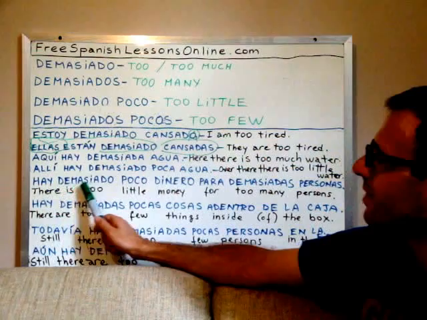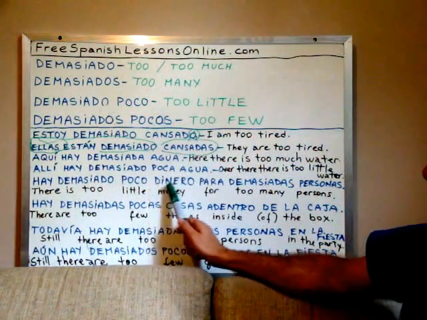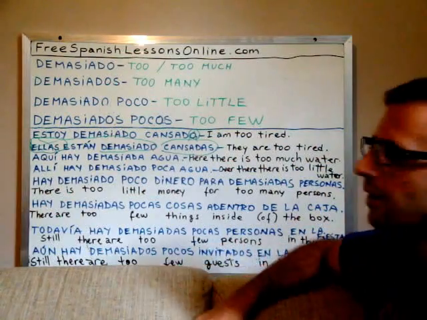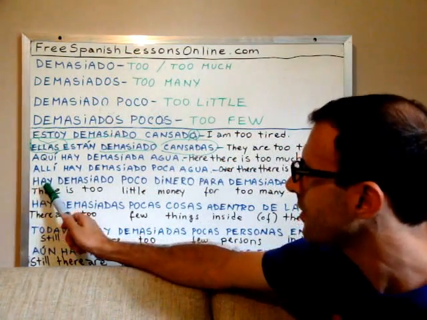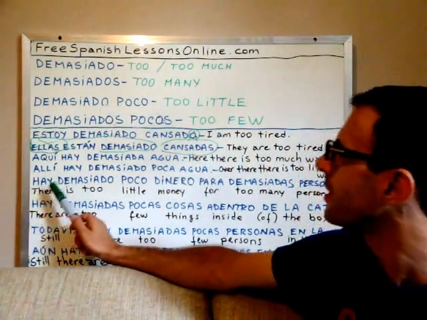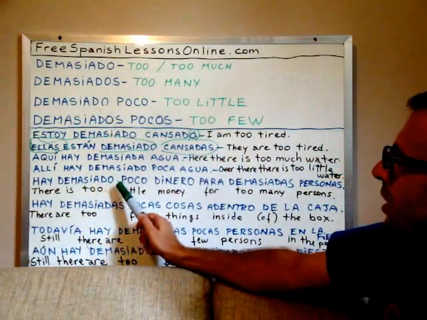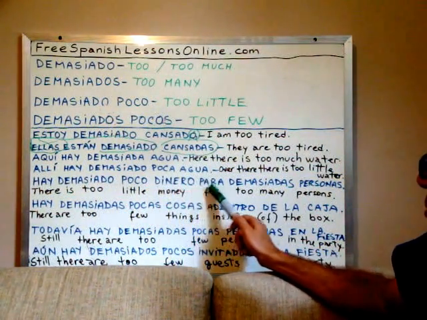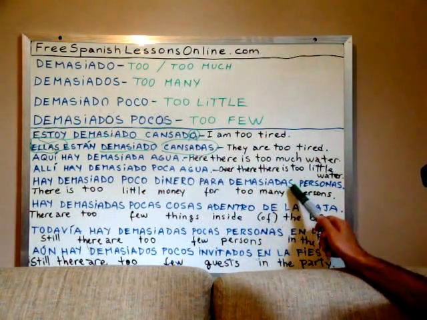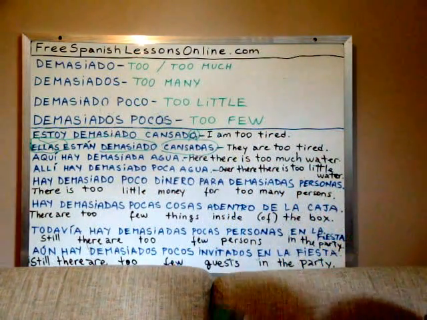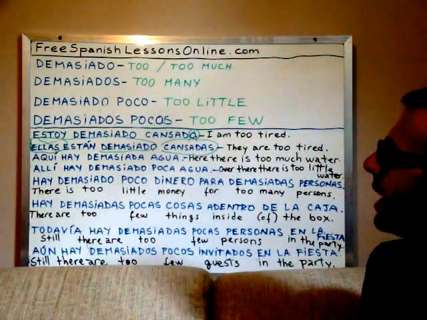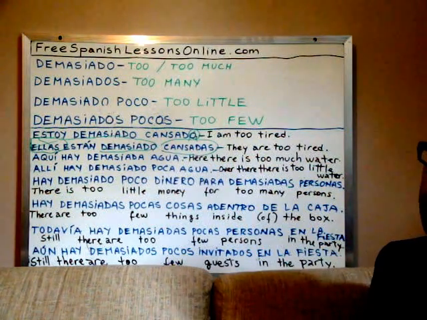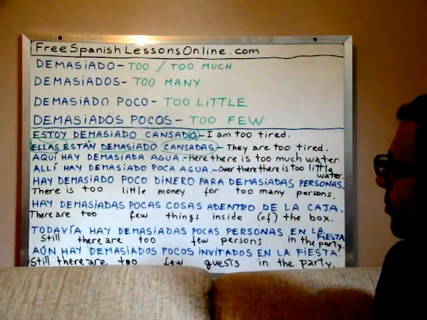Hay demasiado poco dinero para demasiadas personas. This means there is, hay is there is again, too little money for too many persons. Okay? That would be the word by word translation. Hay demasiado poco dinero para demasiadas personas. There is too little money for too many persons.